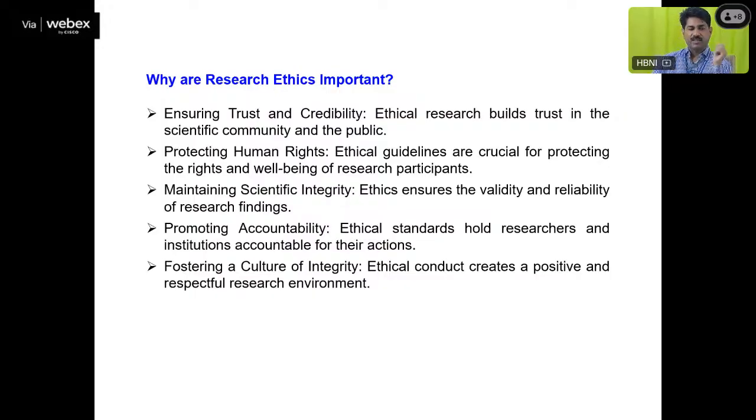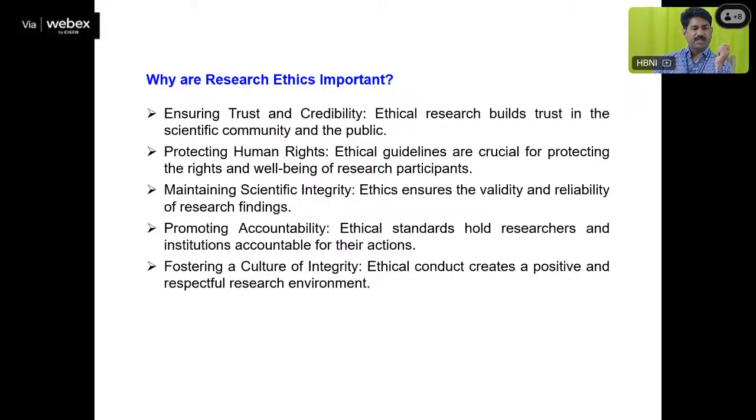One example I'll tell today, and this is for the well-being of the research participants also, because whenever we are conducting our research on various human beings, they may be affected due to our research findings. Some examples I'll discuss today. And also, maintaining scientific integrity. Ethics ensures the validity and reliability of research findings. So if the ethical procedures are in place, then the validity will be ensured during our research process, and also reliability. Whenever we produce our research findings, there will be more reliability.